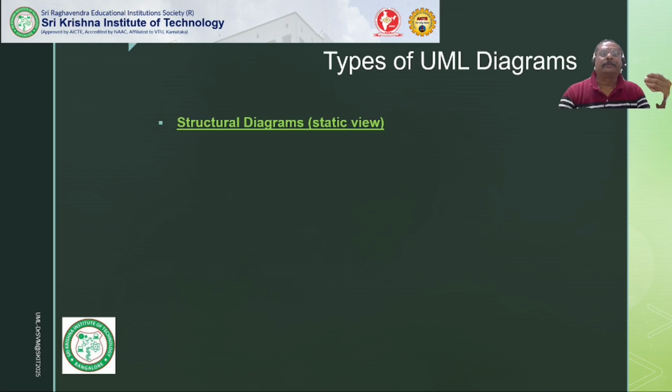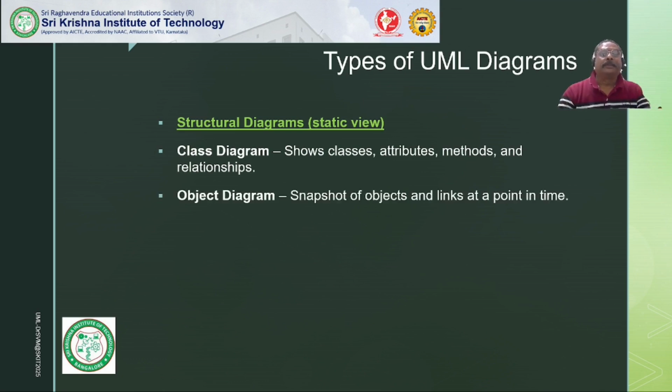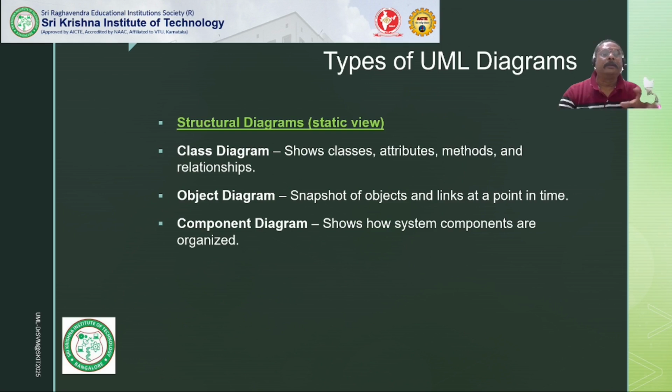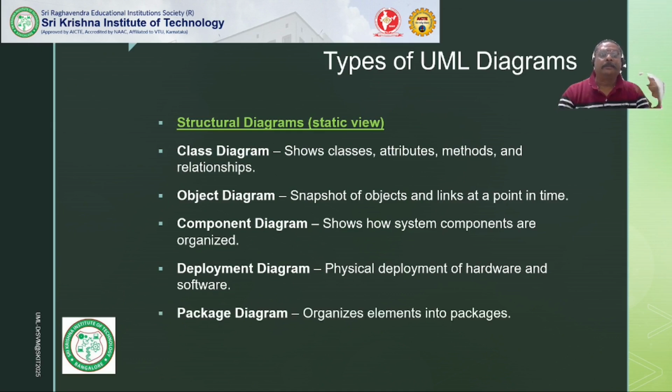So structural diagrams give a static view of the system, like a class diagram. It shows the classes, attributes, methods, and their relationships. An object diagram is a snapshot of objects and links at any point in time. The component diagram shows how system components are organized and how they are interconnected. The deployment diagram talks about the physical deployment of the hardware and the software and how things are interrelated. And the package diagram organizes the elements into packages.